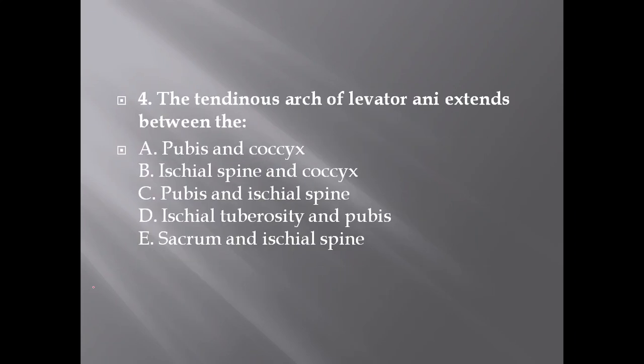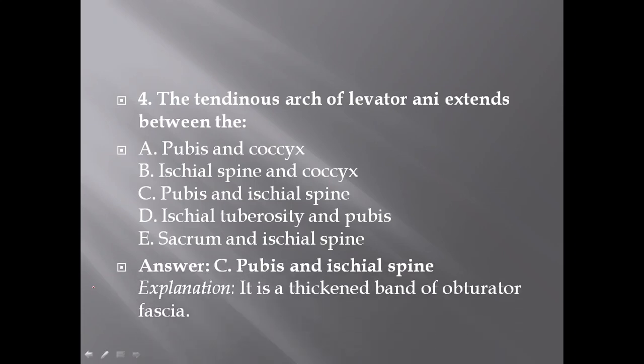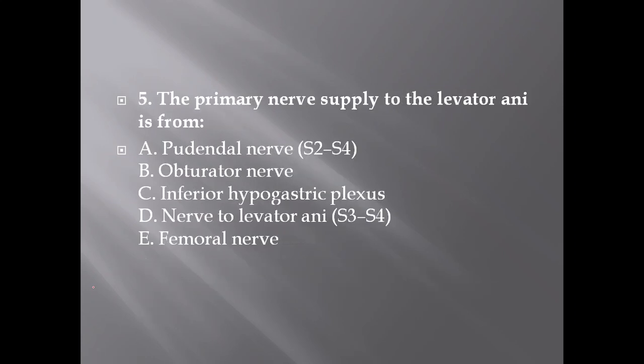4. The tendinous arch of the levator ani extends between A. The pubis and the coccyx. B. Ischial spine and coccyx. C. Pubis and ischial spine. D. Ischial tuberosity and pubis. E. Sacrum and ischial spine. The answer is C. Pubis and ischial spine. This is because it is a thickened band of obturator fascia.